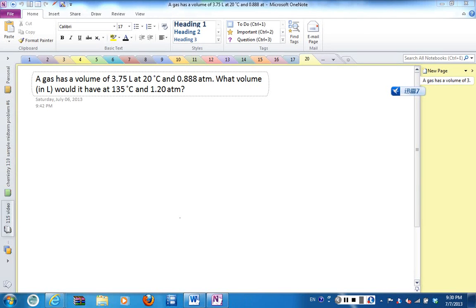A gas has a volume of 3.75 liters at 20 degrees Celsius and 0.888 atmosphere. What volume in liters would it have at 135 degrees Celsius and 1.20 atmosphere?